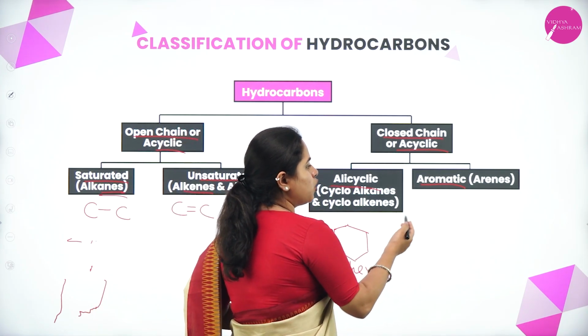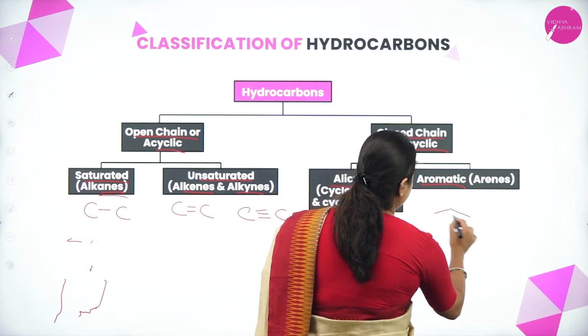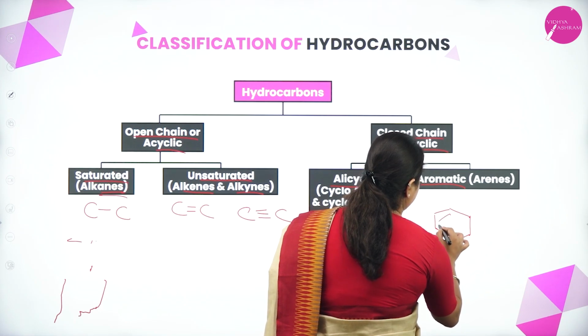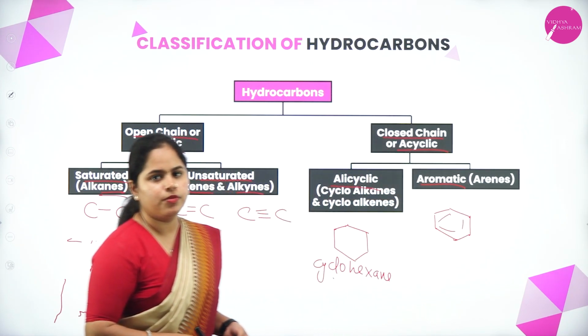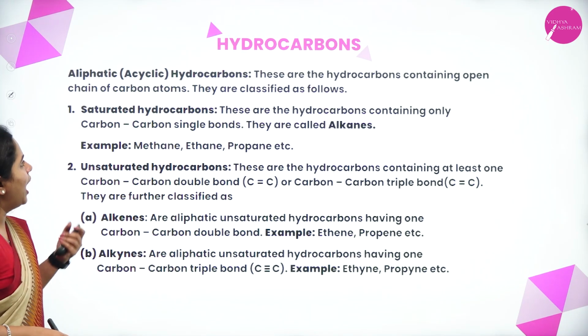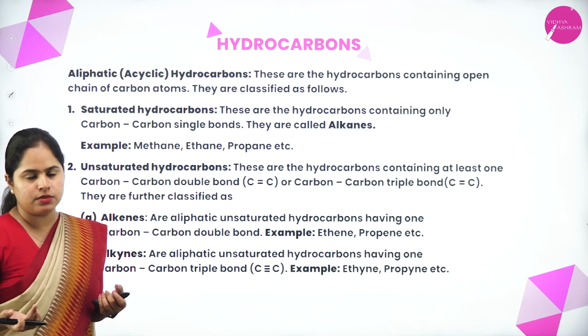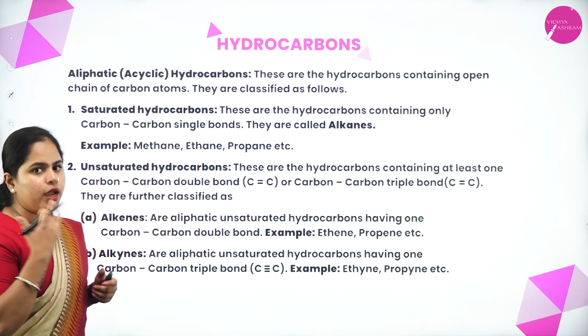Now the next one is aromatic hydrocarbons or arenes. These contain benzene compounds, right? This is the benzene structure. So this is the classification of hydrocarbons. Now aliphatic means these are the hydrocarbons containing an open chain of carbon atoms. No cyclic structures, only open chain.